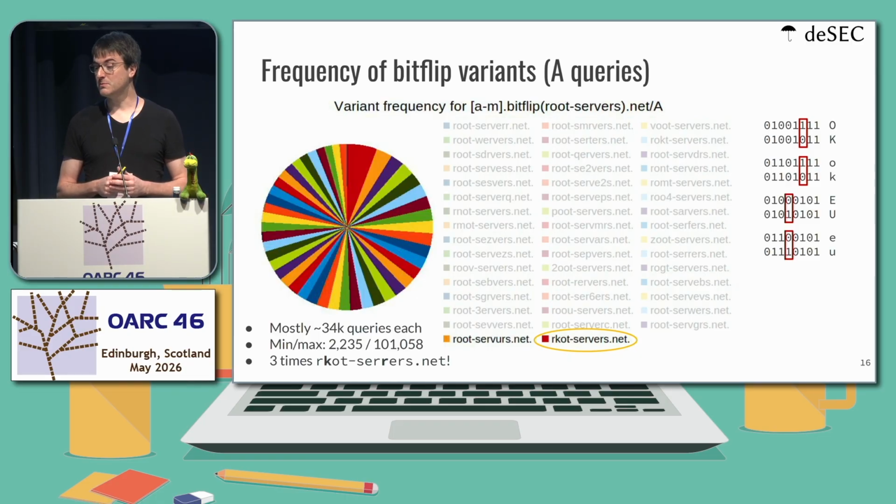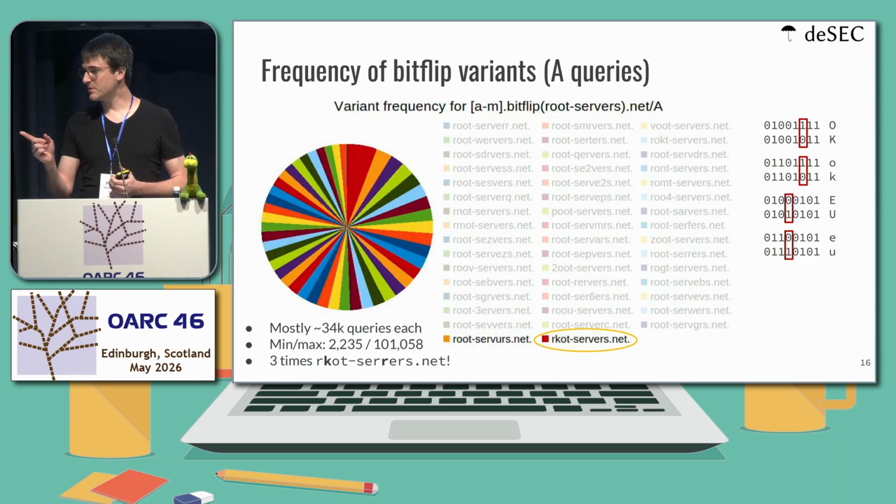And the minimum was 2,200, which is weird. I don't know why any name would be particularly uncommon. There was one name that had 2 bitflips. It is rcot-servers.net. 3 times that happened, which is, I guess, quite unlikely to happen if it's really random.